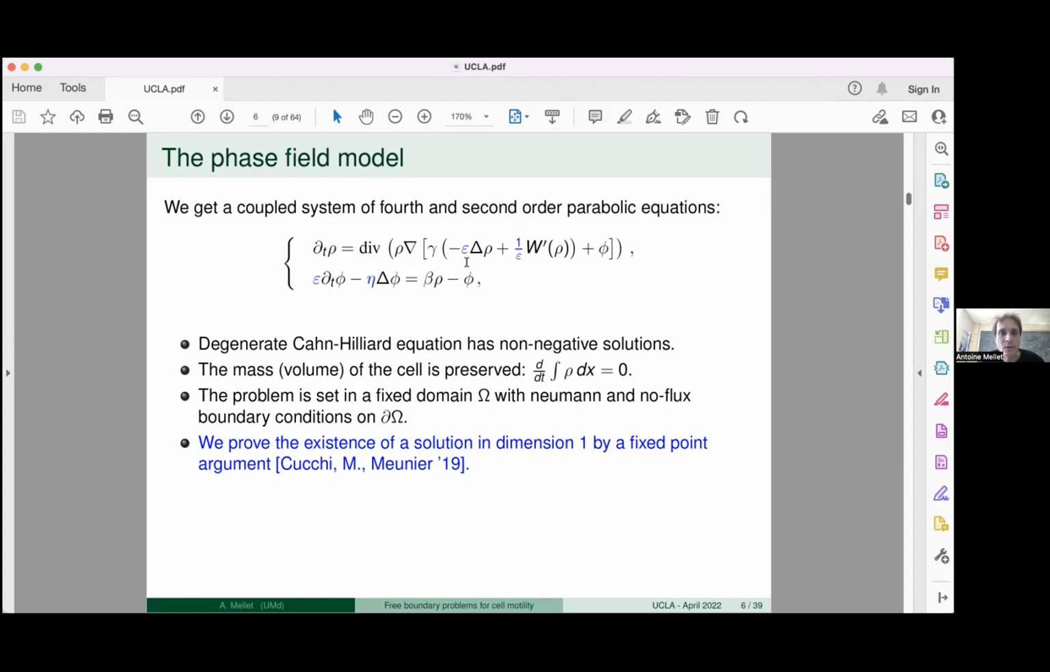Typically, you would set these equations in a bounded domain with some kind of boundary conditions, so Neumann and no flux boundary conditions at the boundary. Now, this equation is expected to be well posed, and I'm not going to spend much time discussing the existence of solutions. But when epsilon is positive, what we proved with Alessandro Cucci and Nicolas Meunier is the existence just in 1D, using the basic tools developed for the thin film equation. If you forget about the W and the phi, what you have here is a thin film equation. There's a lot of literature on that, and it's not too difficult to prove the existence of solutions. If you add everything, you can do a fixed point and get solutions.